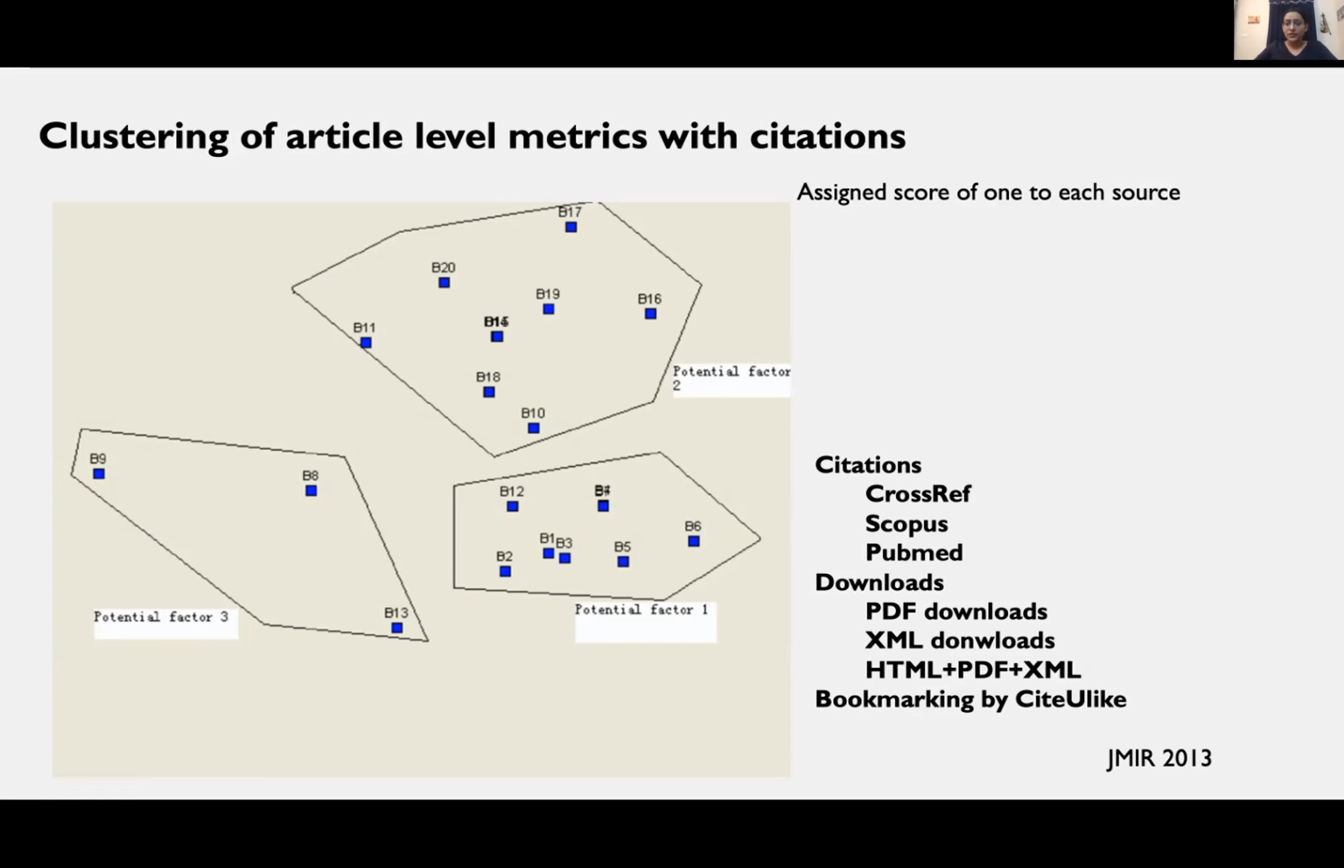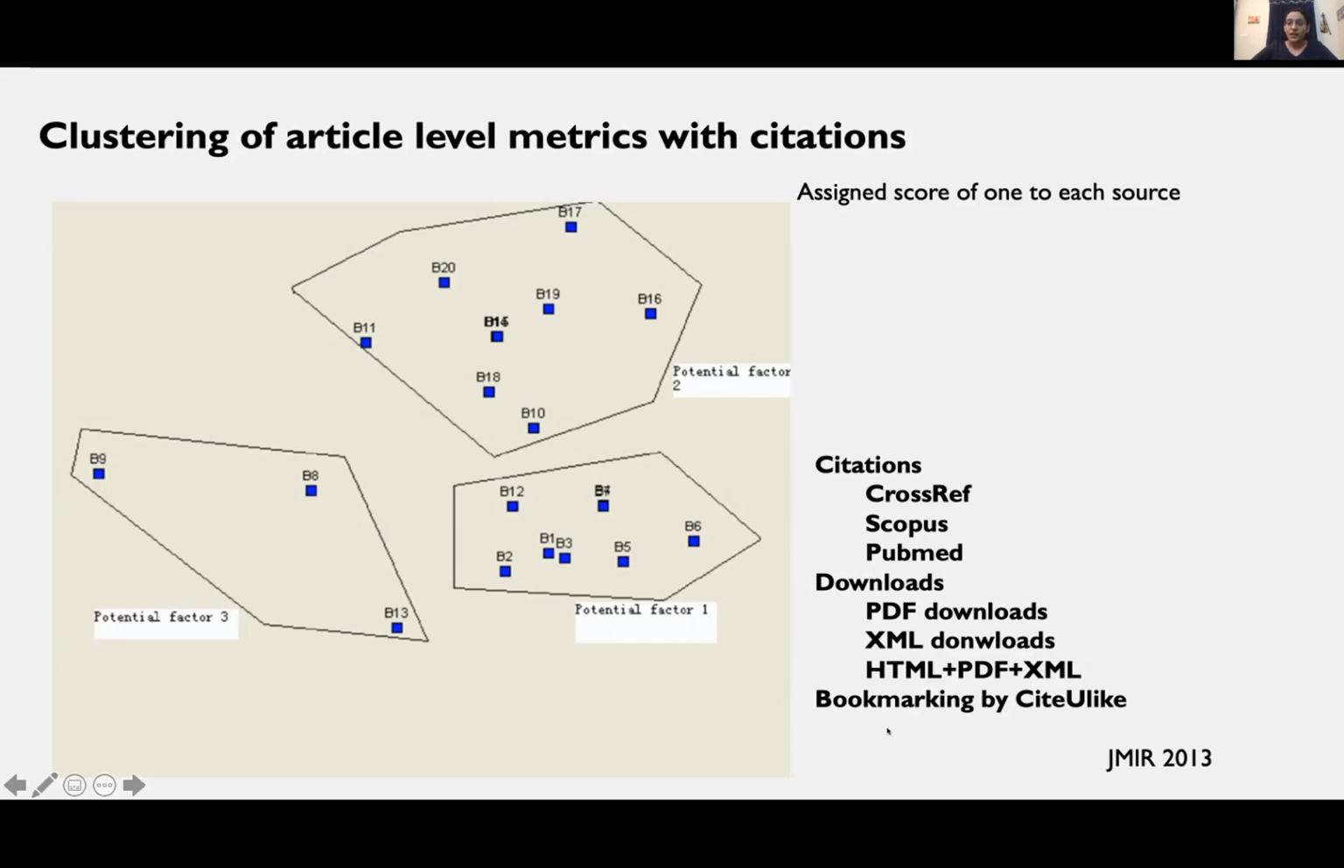Which particular metrics tend to cluster together? And the results here were pretty interesting. So they found 3 distinctive clusters, as you can see. And this particular one had all the important metrics which go hand in hand with the traditional publication metrics, such as citations. They found citations on Crossref, on Scopus, and PubMed, and downloads, as we saw earlier, that they have some sort of correlation. They correlate the best. So these all clustered together, and even bookmarking.